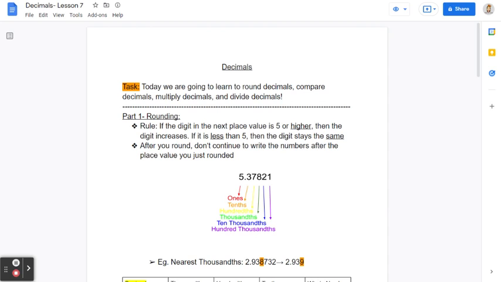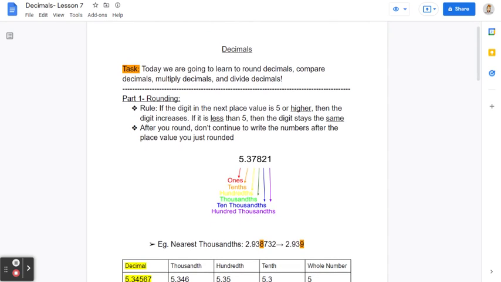Part 1, rounding. So when you're rounding, the rule is if the digit in the next place value is 5 or higher, then the digit increases, and if it is less than 5, then the digit stays the same. And after you round, you don't need to write the numbers after the place value that you just rounded.